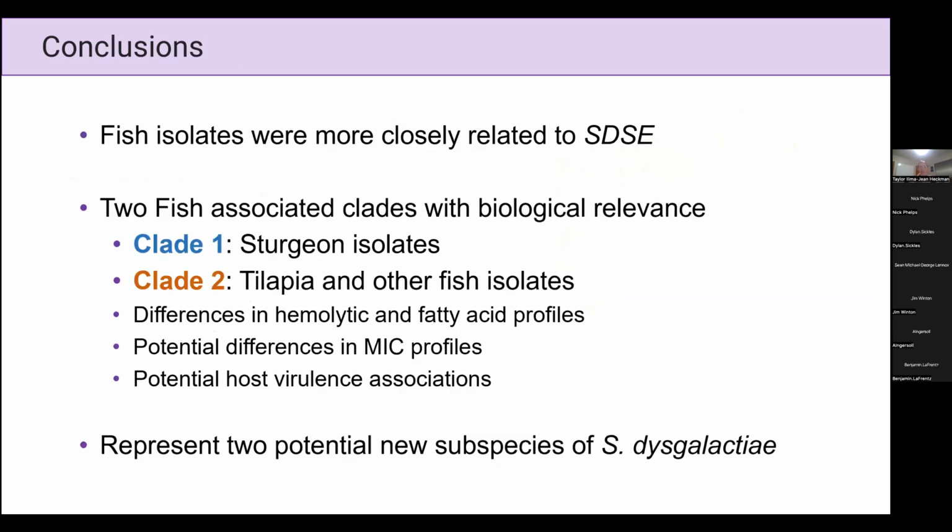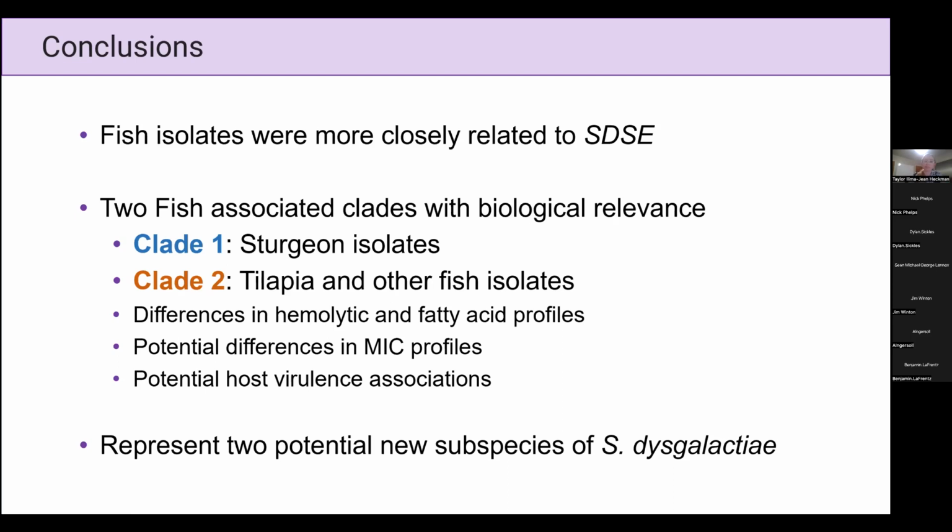So where we're at now is that those fish isolates are more closely related to SDSE, and previous cases, including those historical isolates that were reference strains now in NCBI, were mistakenly identified as SDSD. So they're closer to Equithylamus. But we have two distinct fish-associated clades, and those clades do seem to have some biological relevance. So clade 1 is our sturgeon isolates from Uruguay, and clade 2 is our tilapia and other fish isolates from the US and Asia primarily.